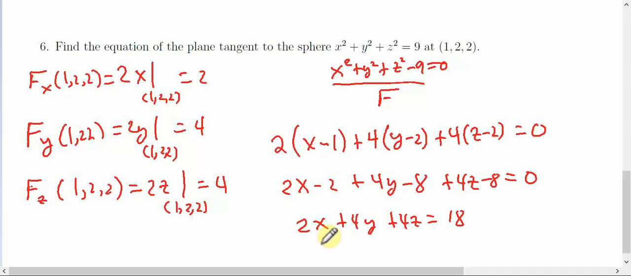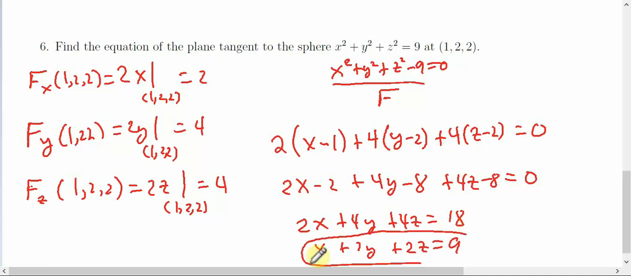And then I can divide through by 2: x plus 2y plus 2z equal 9. So that would be kind of in its simplest form. This is a nice form because I can see the normal vector of 1, 2, 2. And so these partials are giving me that normal vector. But that would be the equation at that particular point.